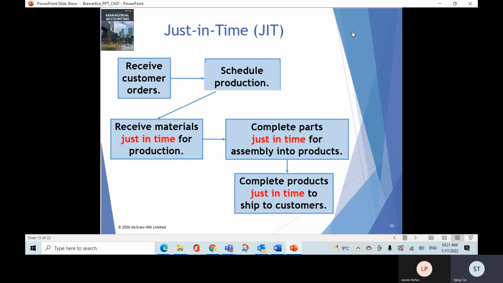We can see from our slides right there. Receive customer orders and then schedule production. So it depends on how many orders there are, and we schedule the production. We receive materials just in time for production. We complete parts just in time for assembly. We complete the products just in time and then ship to the customer. In this kind of procedure, we eliminate our inventory level.